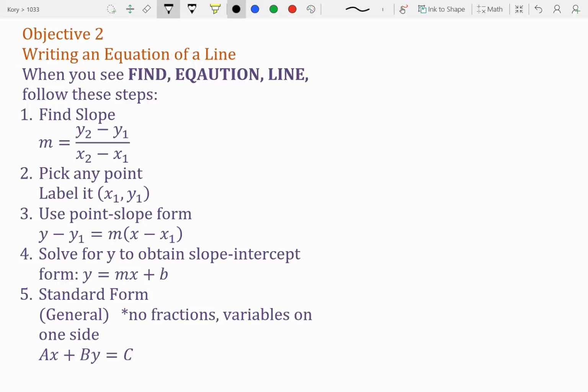Now, if needed, we need to go to standard form. It's also known as general form, so I refer to it both ways. That's no fractions, variables on one side, and that's ax plus by equals c. Remember, standard or general form has no fractions, so if you need to get to step 5, you need to take away the fractions, and we will go over an example just like that.